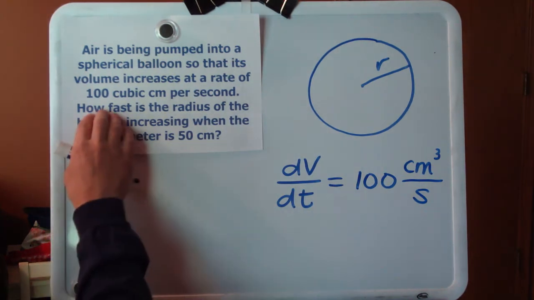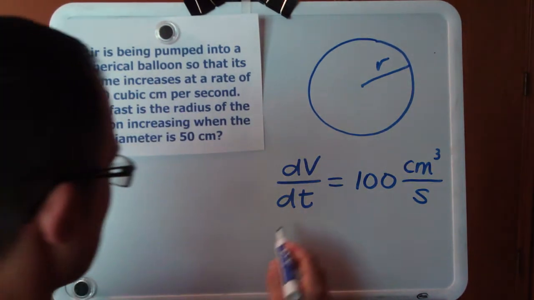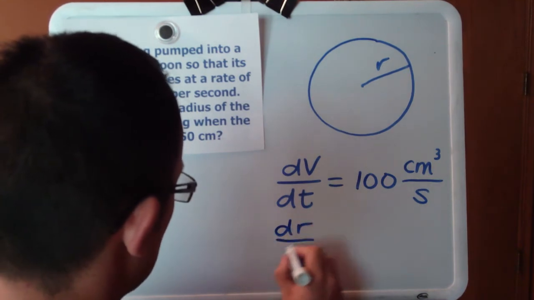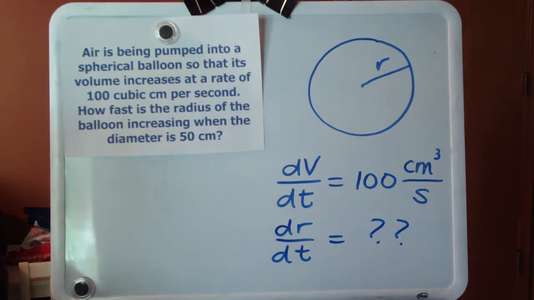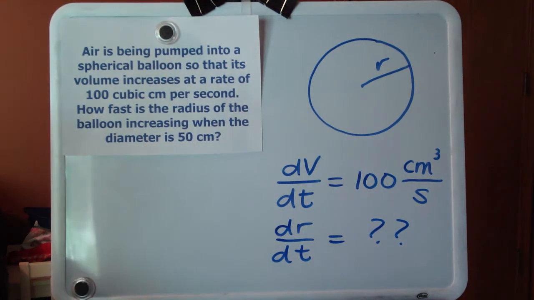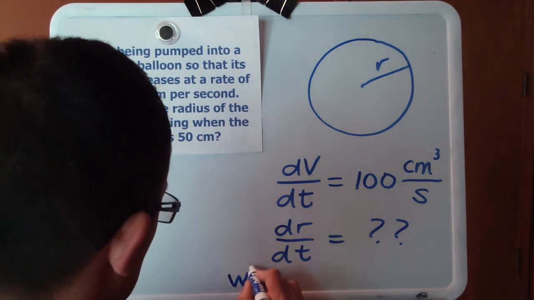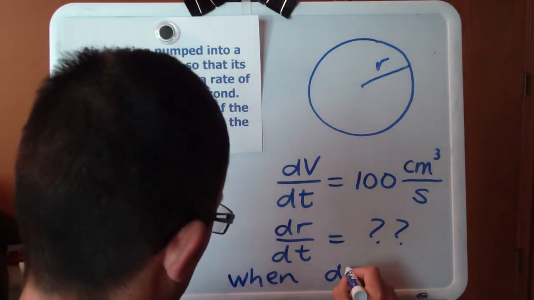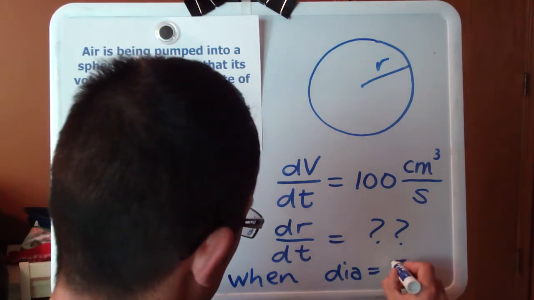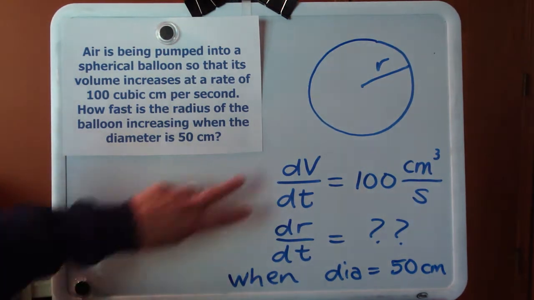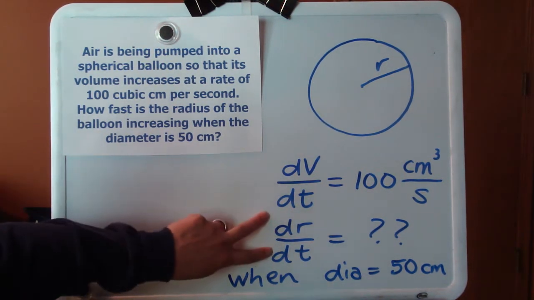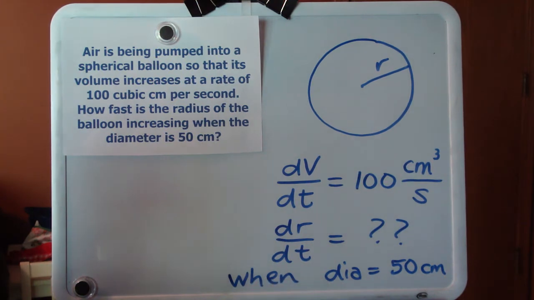And then the question is, how fast is the radius increasing? So they're asking us in the problem about dr/dt. They're saying, what is dr/dt, at the exact moment when the diameter is 50 centimeters? So we could say here, when the diameter is 50 centimeters. So it's really saying we know how the volume is changing. How is the radius changing at this exact moment in time when the diameter happens to be 50 centimeters?